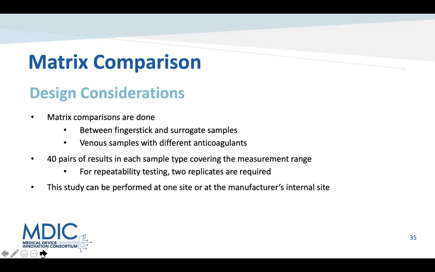If you also have claims with venous samples using different anticoagulants, you're also going to need to be doing matrix comparisons. At a minimum, it's requested that 40 pairs of results for each sample type covering the full measuring range be done, and for repeatability testing, 2 replicates are required. And these are all studies that can be performed internal to the manufacturer's site, so on site within the manufacturer's control. So I will conclude there and turn it back over to Carolyn to open it up for questions.